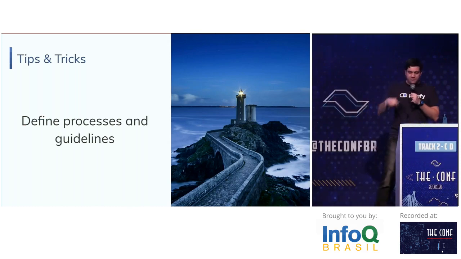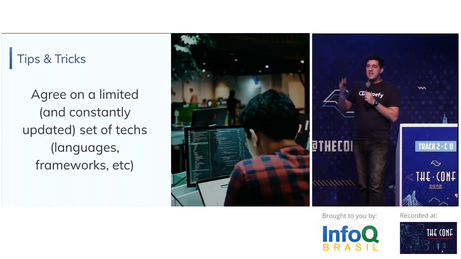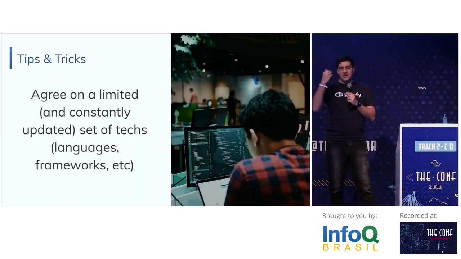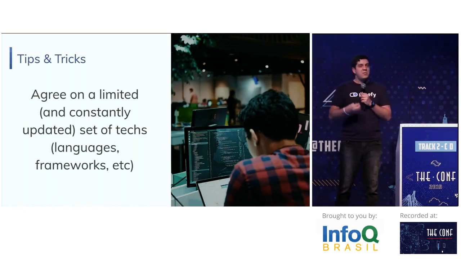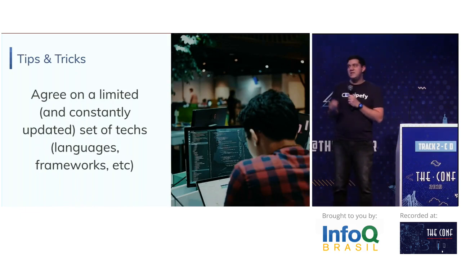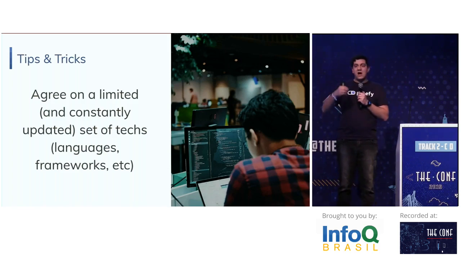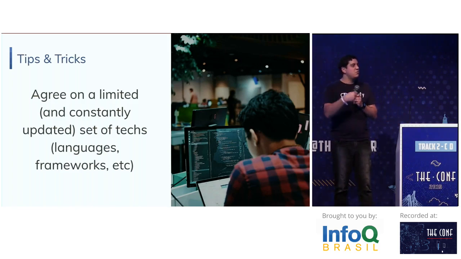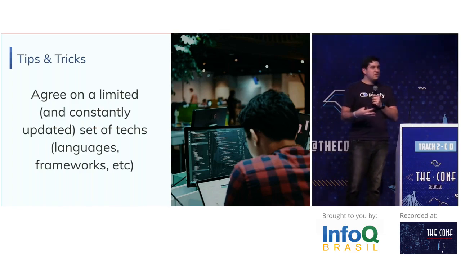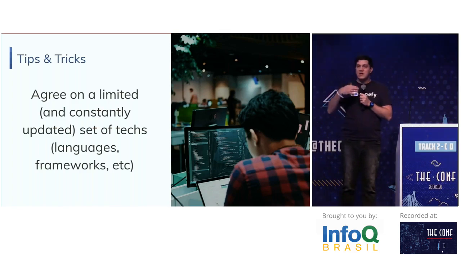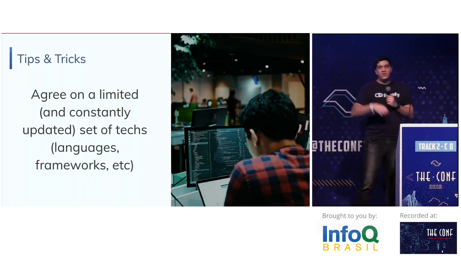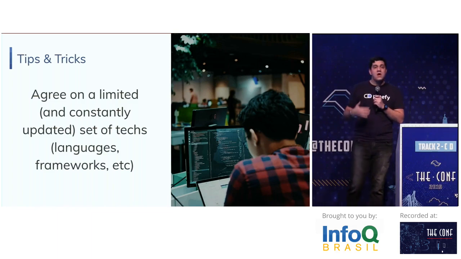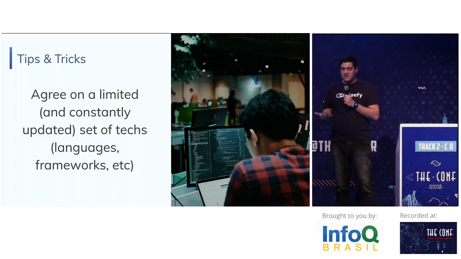Another tip is that it's nice to have independence and autonomous decisions on the tech stack, but it's easier when you agree on a limited set of technologies. Another tip here is that you should have a limited set, but you should be open to update that frequently. So maybe a new framework that can help you more appears, or a different superset of JavaScript appears, and you agree with your team on a limited set of that.